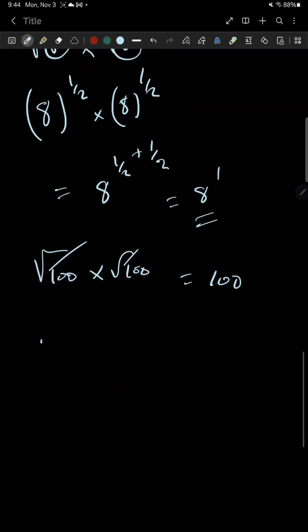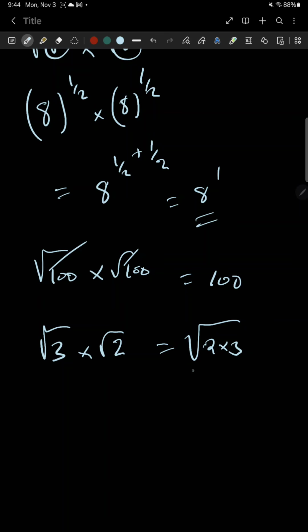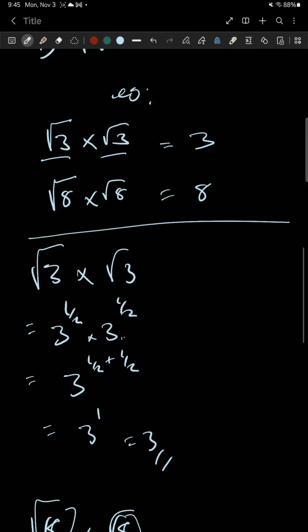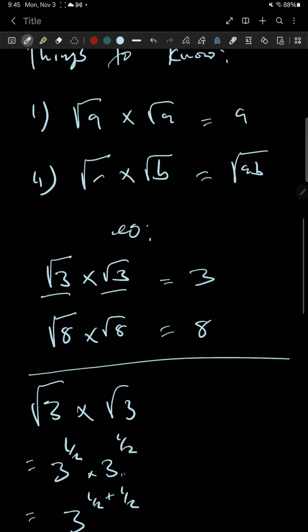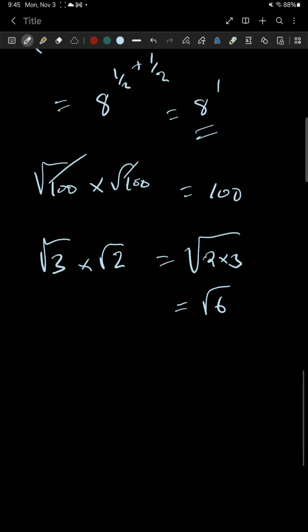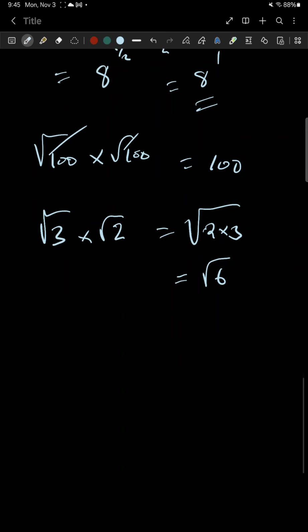Now, what if you have the square root of 3 times the square root of 2? The answer is the same as the square root of 2 times 3, which is the square root of 6. This is coming from the square root of a times the square root of b. When you multiply two square roots where what is inside is different, the square roots will not cancel. You will just multiply what is inside.